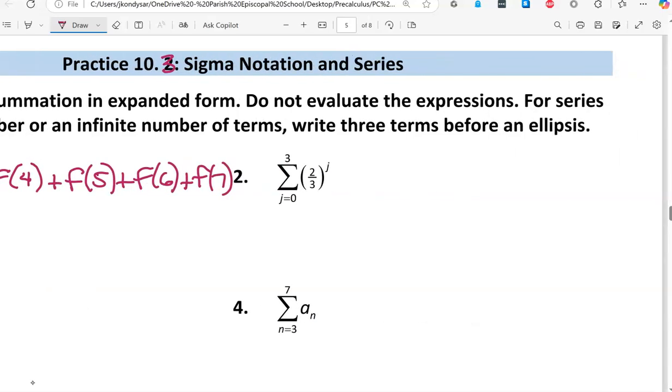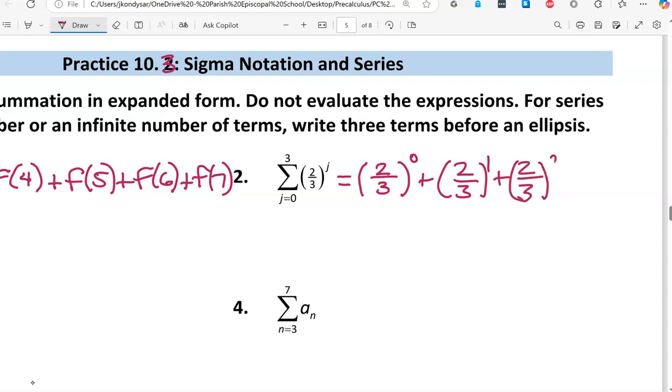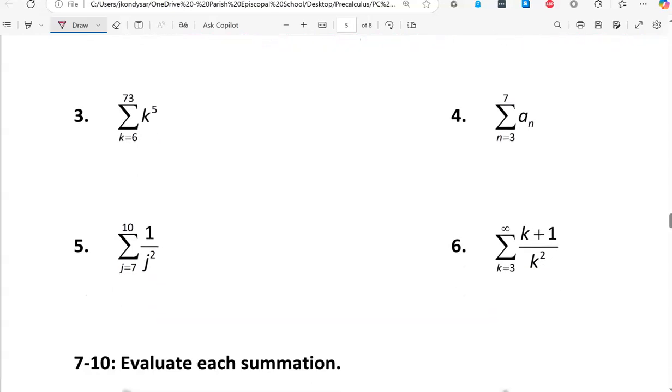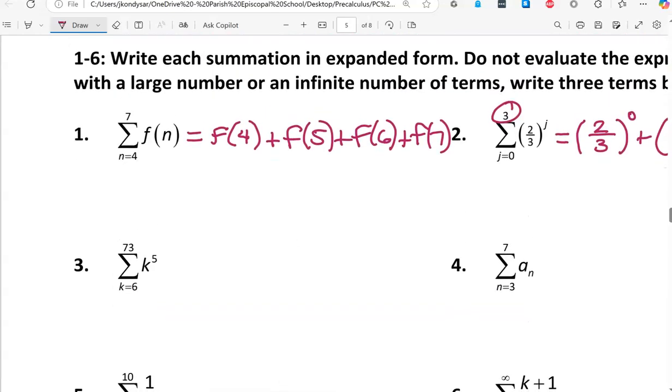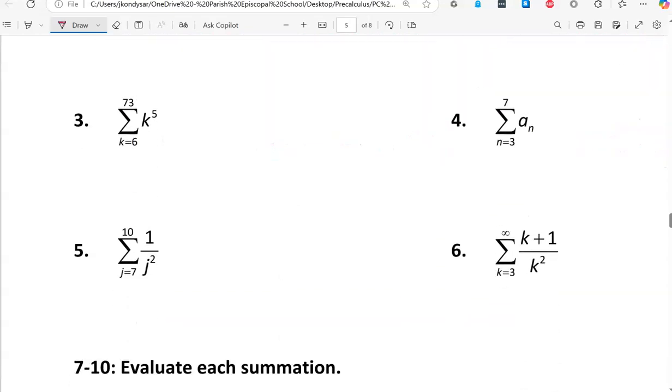In number 2, we're starting our counter at 0, so replace j with 0. That would be 2/3 to the 0, plus 2/3 to the 1, plus 2/3 to the 2, plus 2/3 to the 3, because 3 is the upper limit of summation. In number 3, we're writing in expanded form.